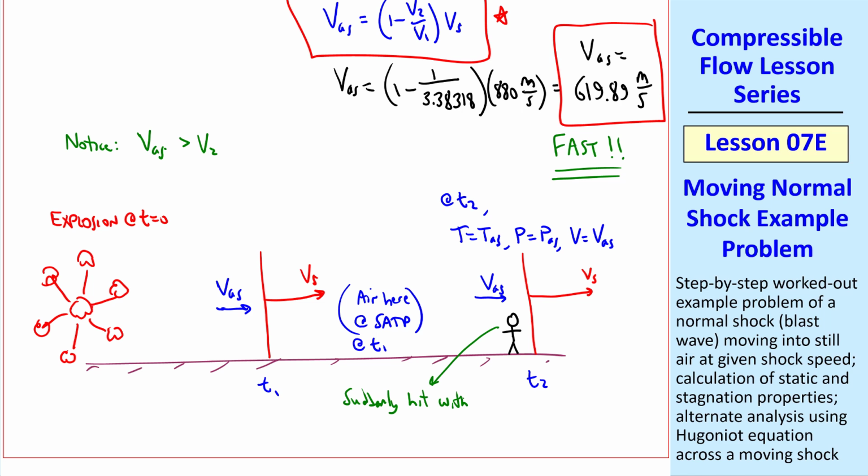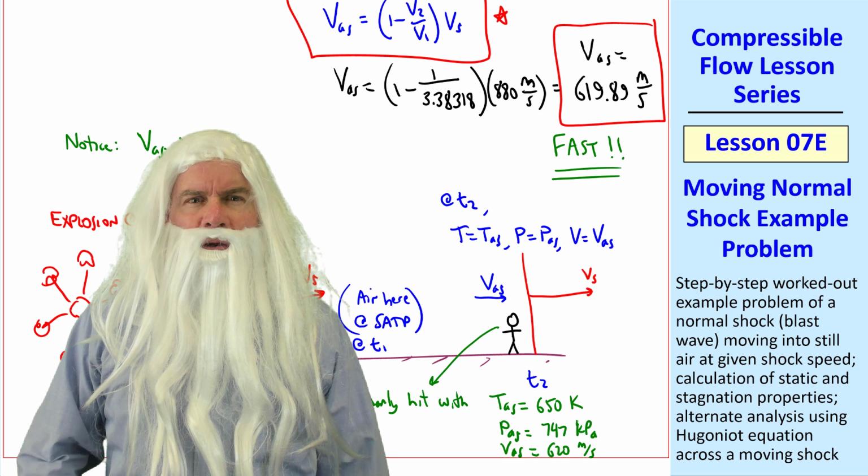So this person is suddenly hit with very hot air, 650 K, very high pressure air, 747 kPa, and very fast air, 620 meters per second.